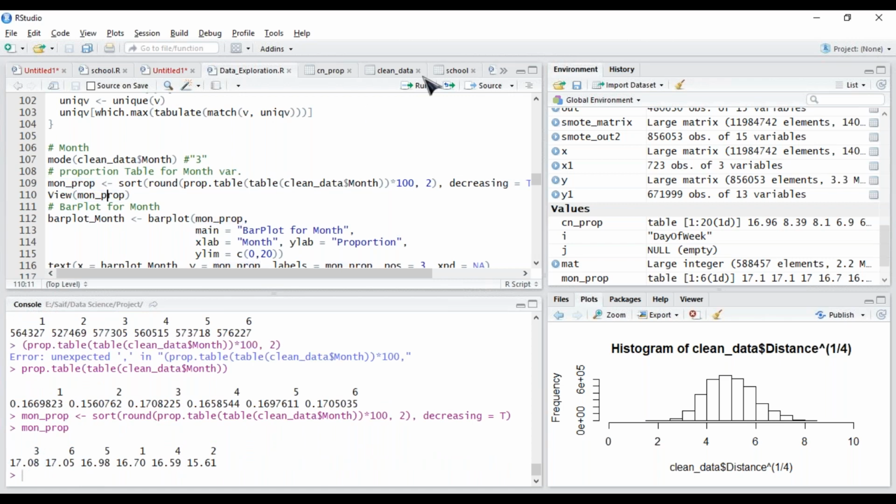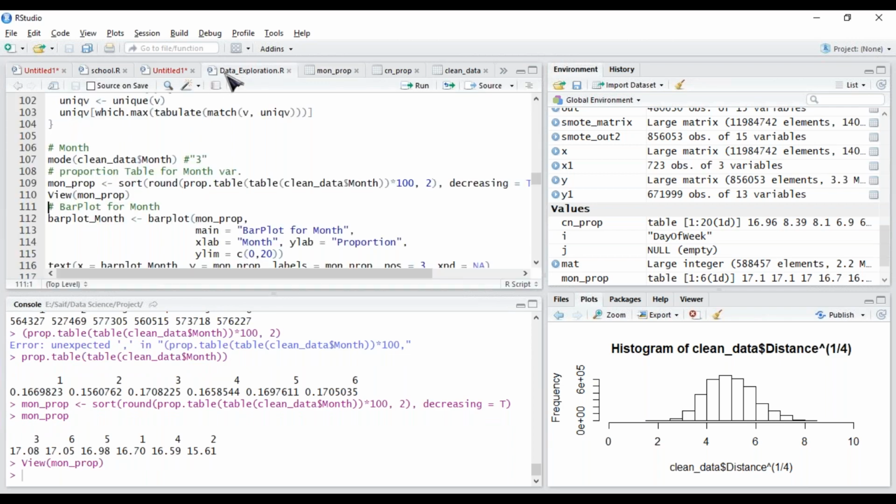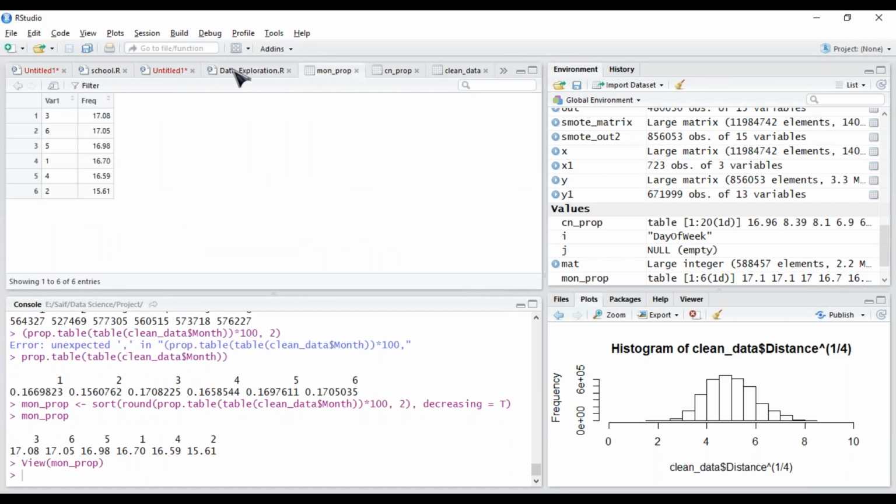So if you view that particular object, you get the proportion table in this fashion. The frequency of the month is 17.08 times, which is the highest. So if your client asks you which is the month which is occurring more number of times, this is the month.